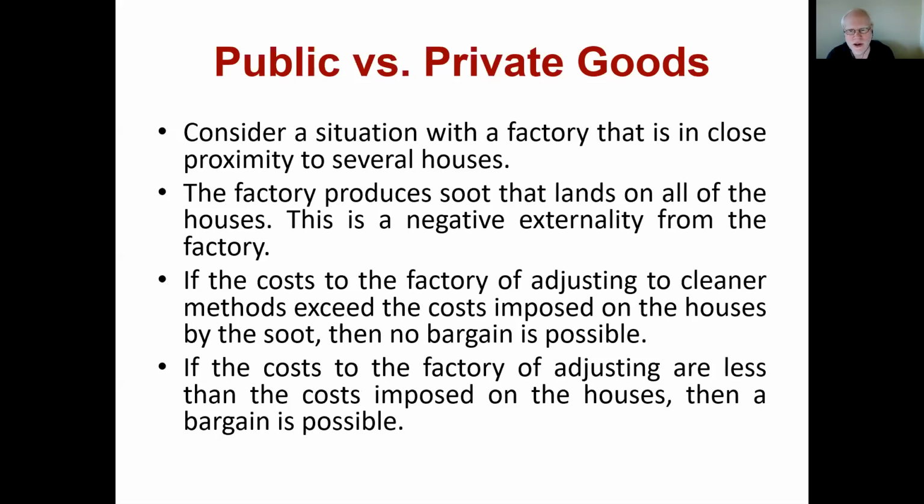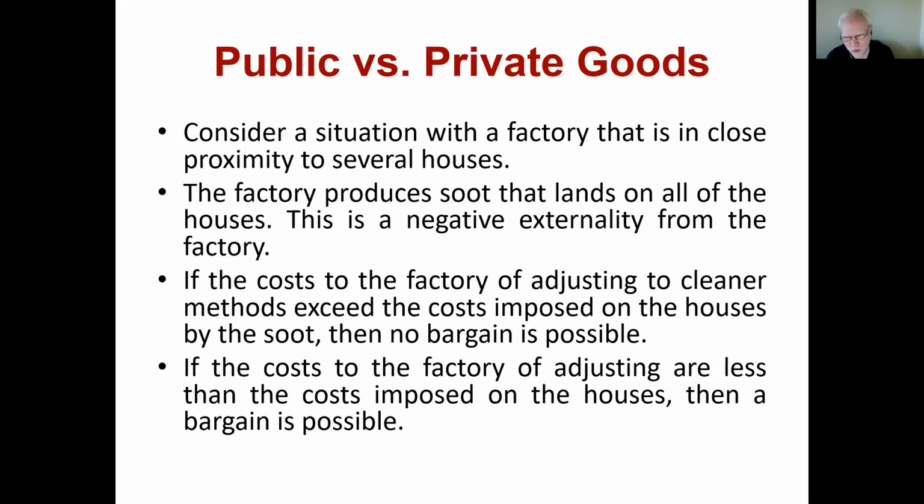But now let's consider a situation with a factory that's in close proximity to several houses. So the factory produces soot that lands on all of the houses. And so this is a negative externality from the factory that affects not just one house, but multiple houses. So if the cost to the factory of adjusting to cleaner methods exceeds the cost imposed on the houses by the soot, then no bargain is possible. And this is the same as before, right? If the cost to all the houses combined is still that $500 and the cost of adjusting is $1,000, then those houses combined wouldn't be offering enough to the factory to make a change.